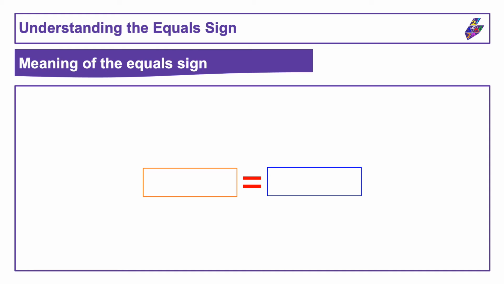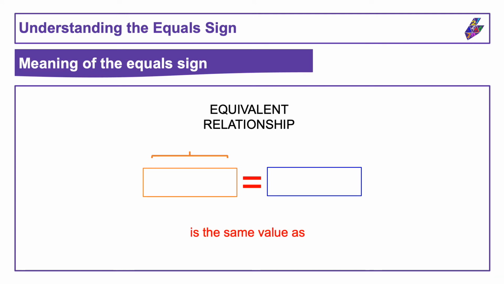The equals sign is a symbol that represents an equivalent relationship. This means that the value of whatever is on one side of the equals sign is the same value as whatever is on the other side of the equals sign. We'll look at this with a few examples to help it make sense.